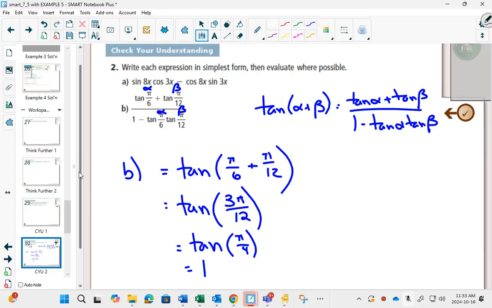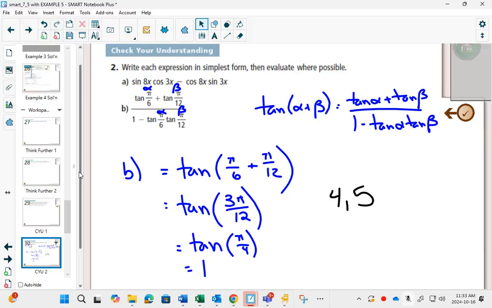Questions you can do for practice are 4 and 5. So what we're going to notice with these sum and difference identities is we have to recognize them, and then sometimes you'll recognize you have the left side and want to change it to the right side. And sometimes you'll have the right side and want to change it to the left side. So we're going to see both kinds of questions.